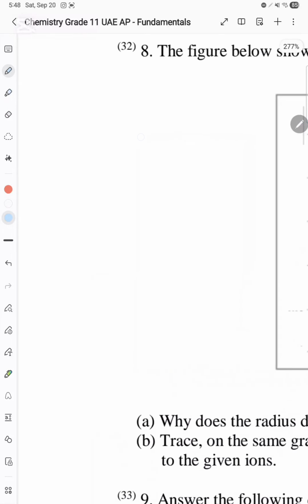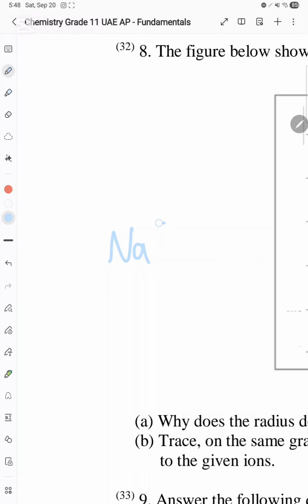Now, Na+ has 10 electrons because it's 11 and plus means minus 1. Si4+, Si is 14, so it also has 10 electrons. What do we call two elements or two atoms or ions with the same number of electrons? We call them isoelectronic. So these two ions are isoelectronic.